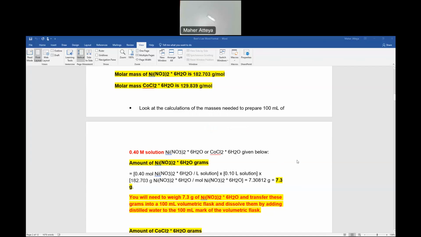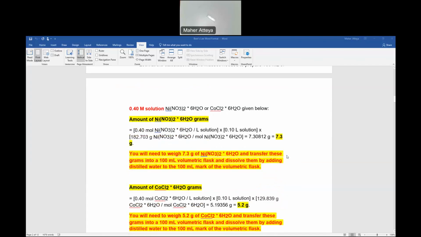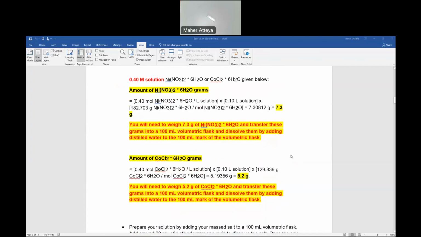Okay, guys. So how to prepare 0.4 molar solution of your crystals here. Some of you will get the green, that's nickel. Some of you will get what? The red one, the purple one or the red one. So how to prepare this?